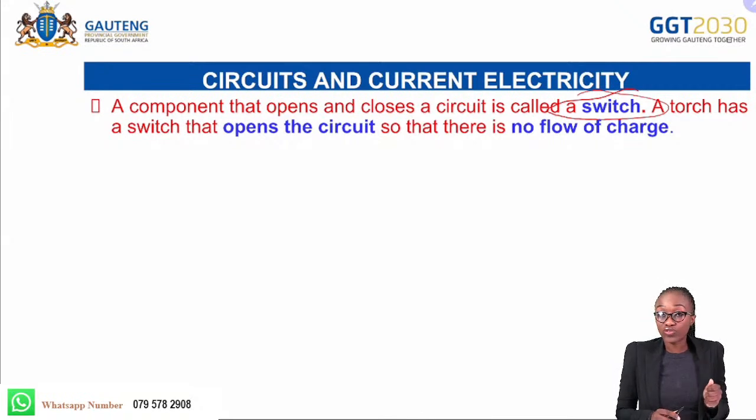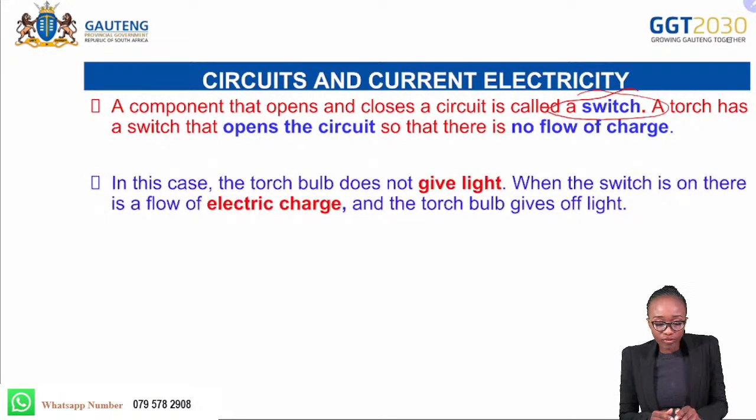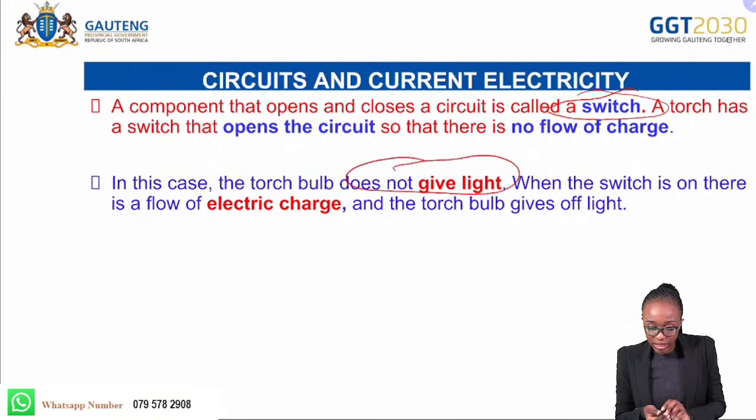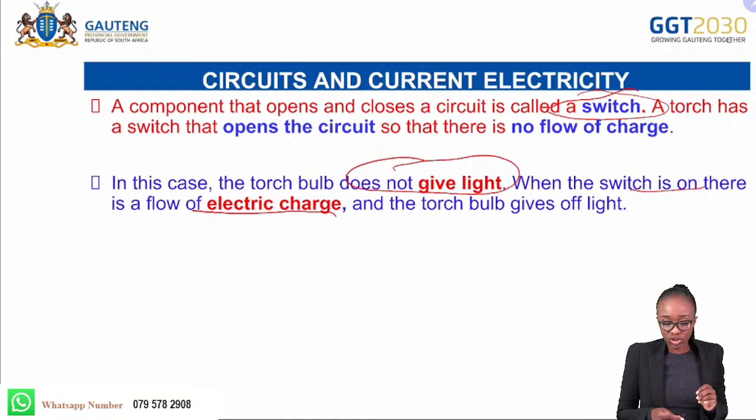And a torch, if you've seen a torch before, it has a switch that opens the circuit so that there's no flow of charge. And it also closes the circuit so that there is a flow of charge. So in the case where the torch bulb doesn't give light, it means you have an incomplete circuit. So when the switch is on, there is flow of electric charge and the torch bulb gives off light.